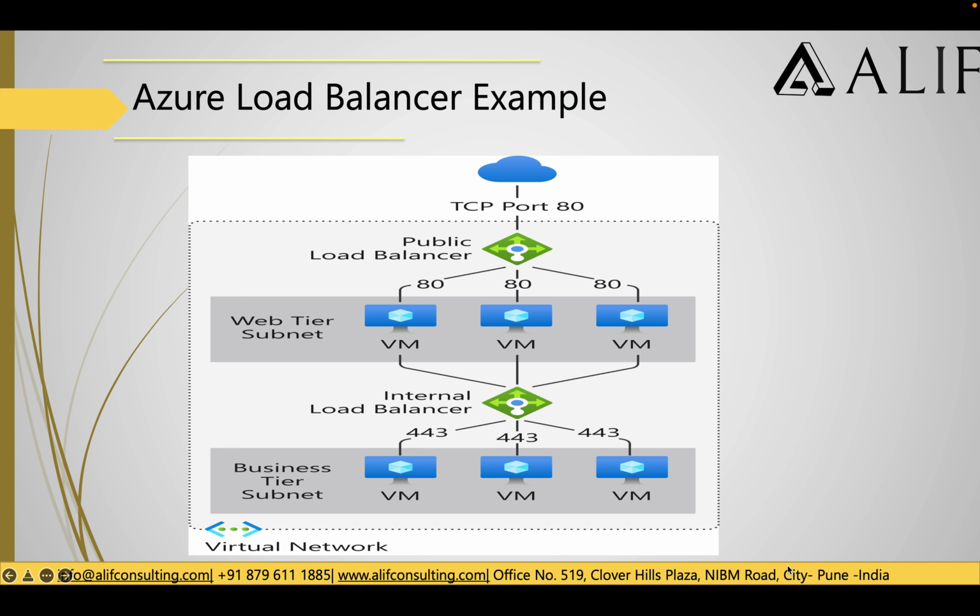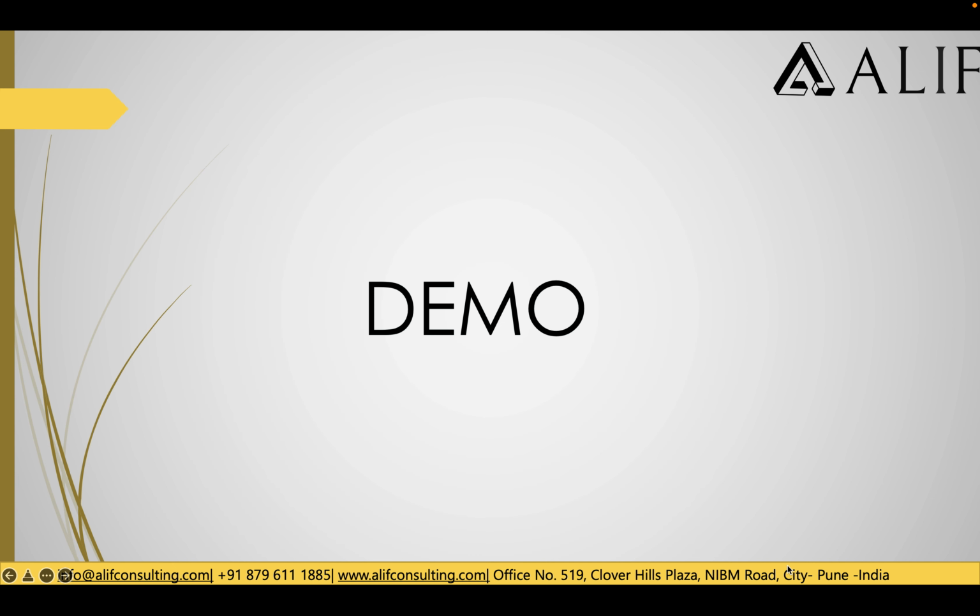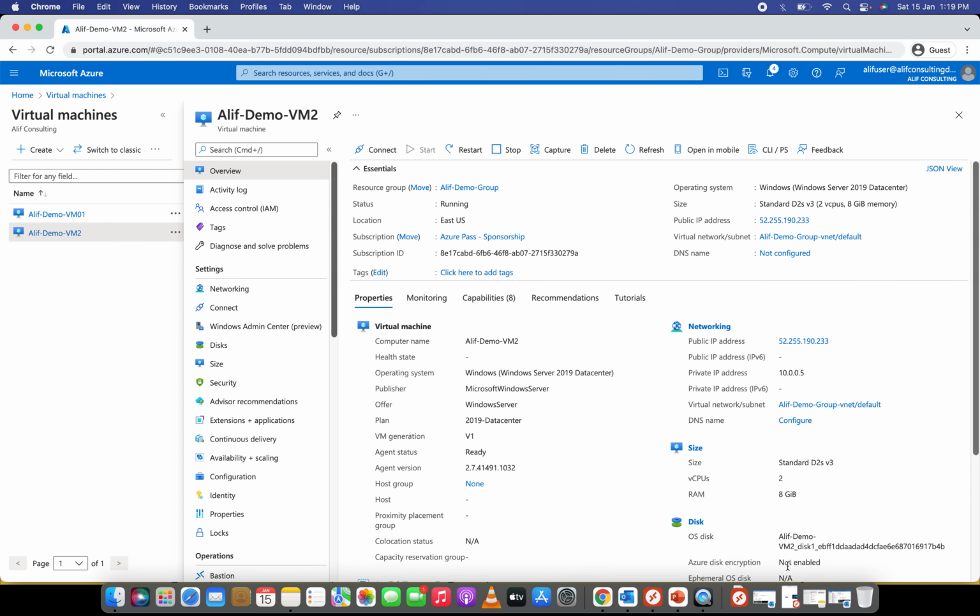So this is how you can have a combination of public and internal load balancer, or if you want to use only a public load balancer, or only an internal load balancer, you can also use that kind of scenario. Now let's move to the demo. In the demo, I'll show you how you can create the load balancer, how you can configure the health probe, and how the load balancer will route the traffic in case any node goes down. So let's move to the demo.